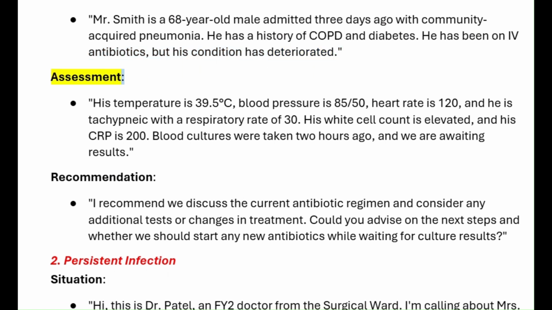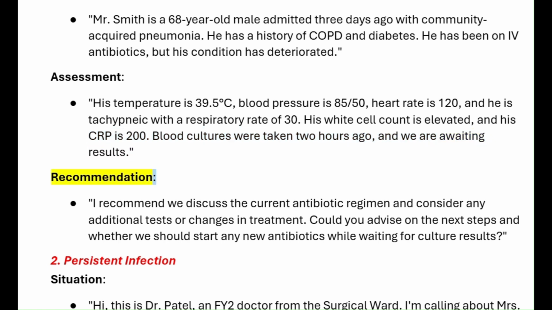Assessment. His temperature is 39.5 degrees Celsius. Blood pressure is 85/50. Heart rate is 120, and he is tachypneic with a respiratory rate of 30. His white cell count is elevated, and his CRP is 200. Blood cultures were taken 2 hours ago, and we are awaiting results.